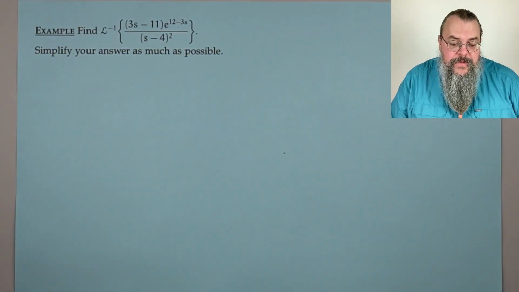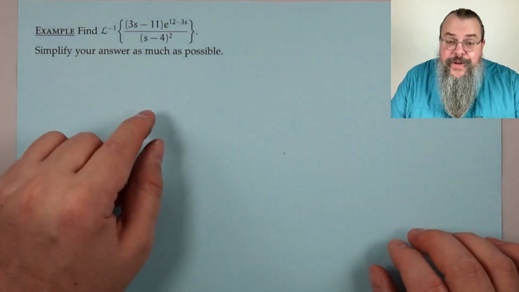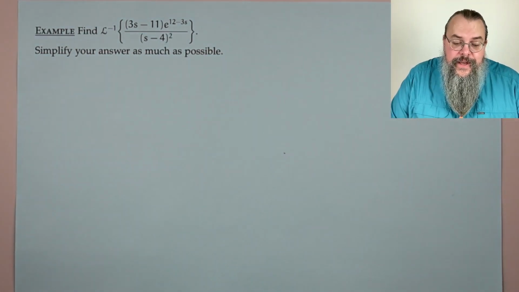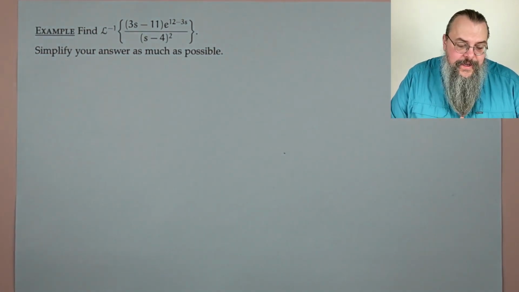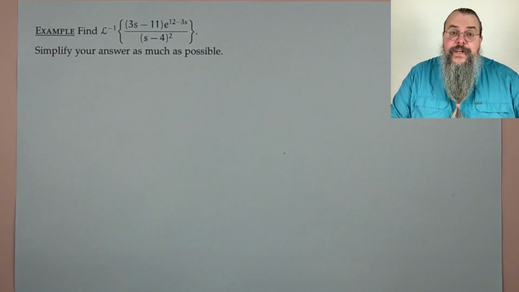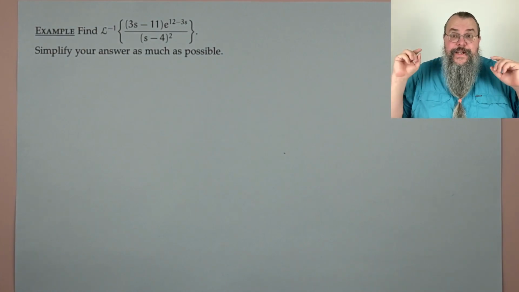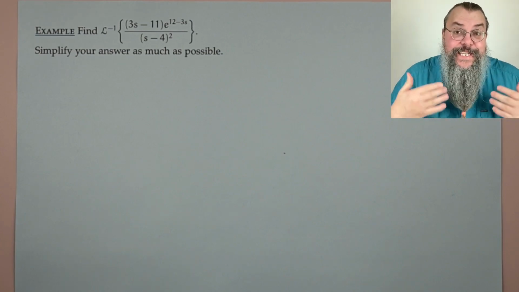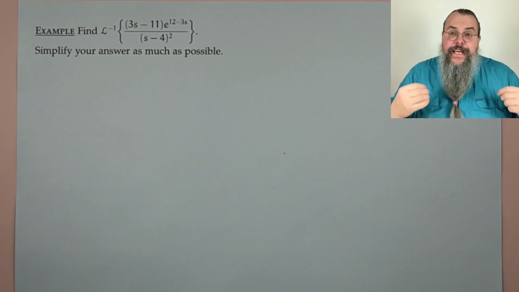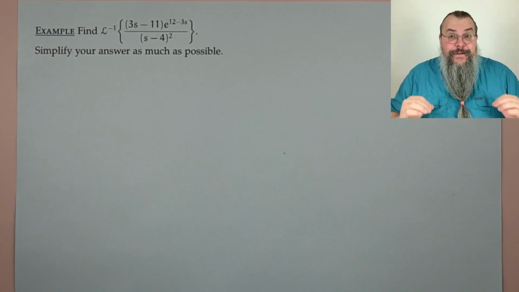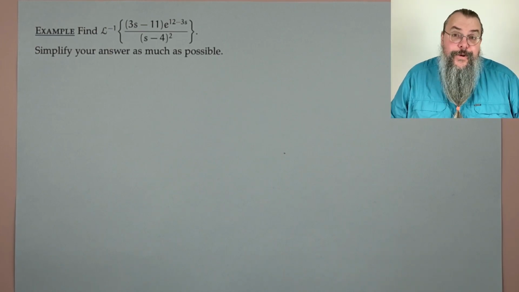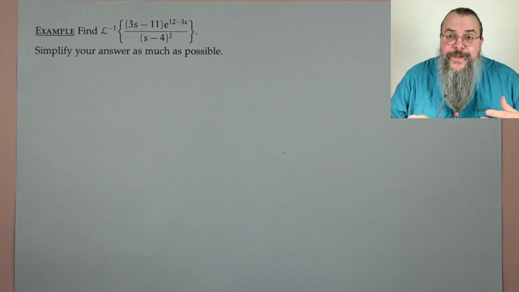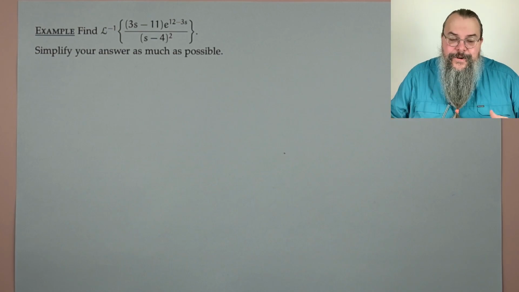So for our final problem, the inverse Laplace, upstairs 3s minus 11, e to the 12 minus 3s, downstairs s minus 4 squared. And we're told, simplify your answer as much as possible. Now, when you see something that says simplify as much as possible, it probably is going to be really simple. And so we are strongly anticipating a simple answer. So if we get a complex answer at the end, we're going to start to question ourselves. But before we do that, let's not question ourselves. First, let's wait till the end and let's get going.